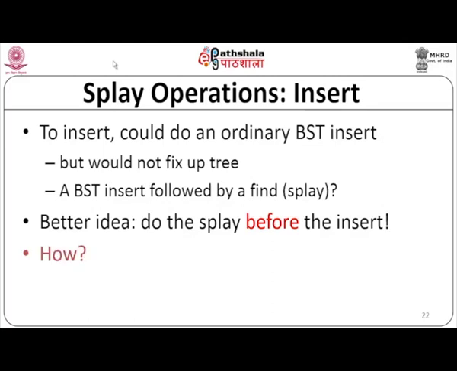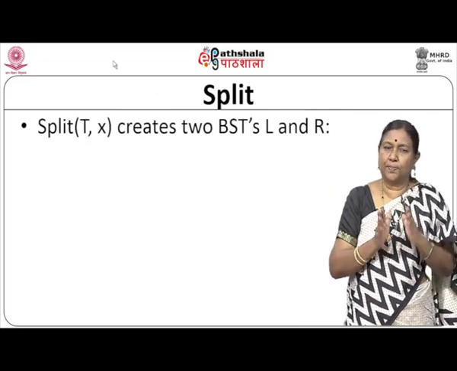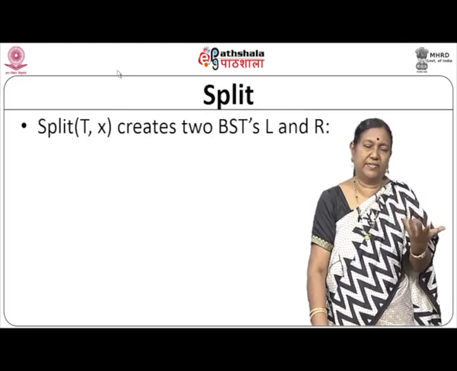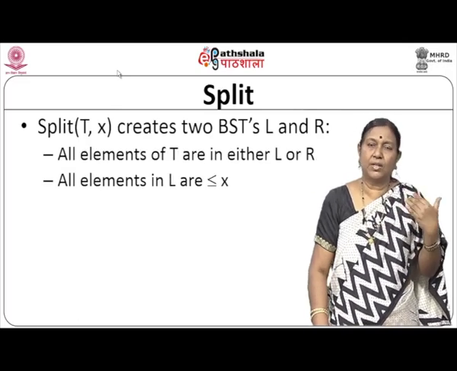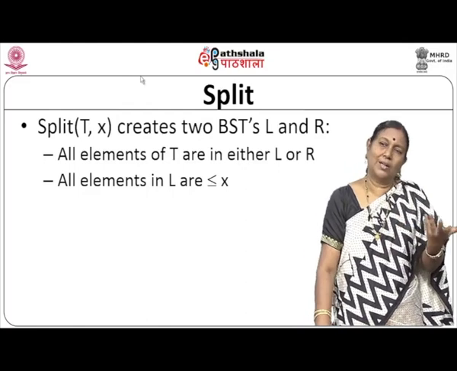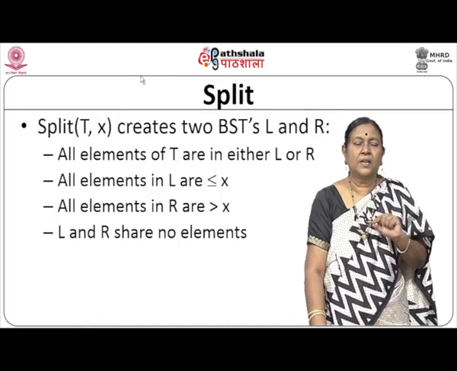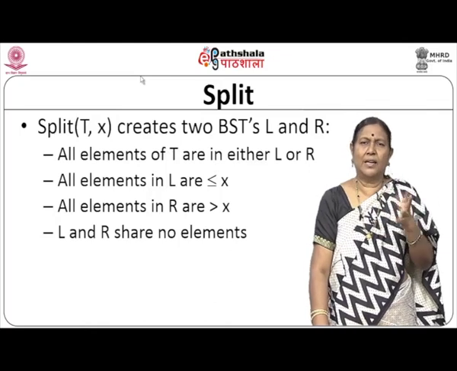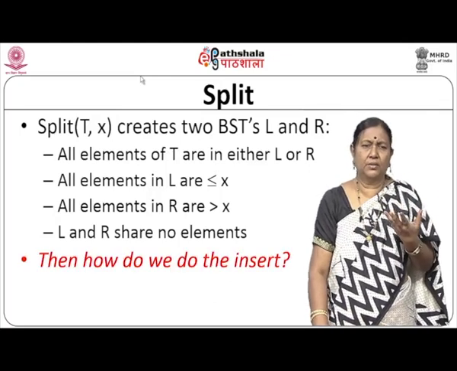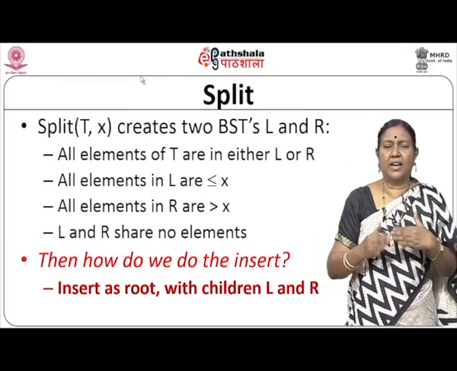So, how do we do that? Split, this is a new operation. You split the tree into 2 BSTs, left and right, and all elements in T are either in the left or the right. All elements to the left are less than x, obviously, and to the right are greater than x. So, L and R do not share elements, that is the property. Then how do we do the insert? Insert x as root with children L and R.